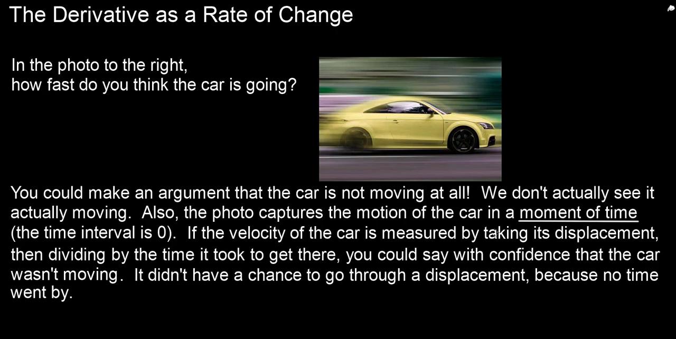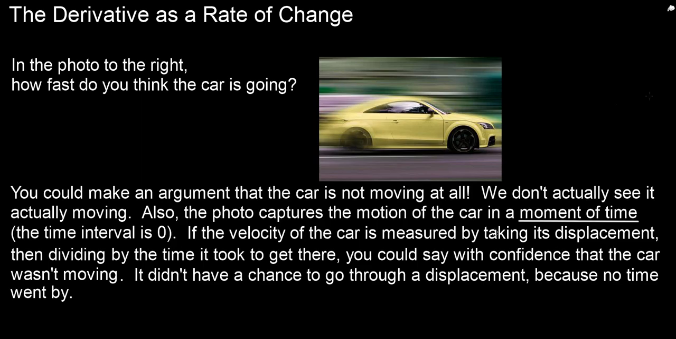But here's the thing: with a photo, you're literally taking a moment in time. You're capturing a moment in time, a snapshot, a literal snapshot of time, which by definition means that there is no time interval that goes by. Since there's no time interval that goes by, there's no time for a displacement to happen. At least in that moment, that car is not moving. Its velocity is zero, right?